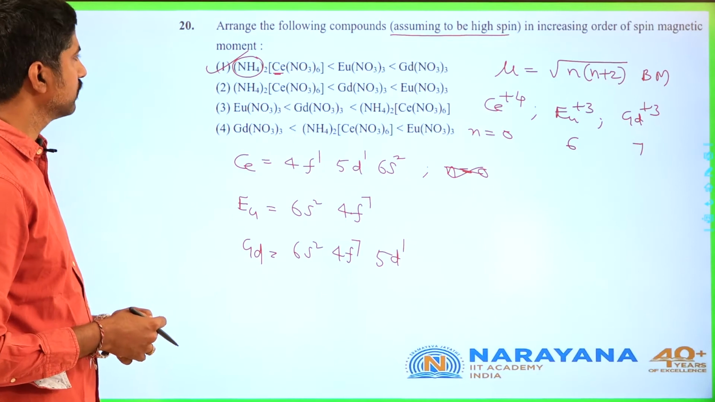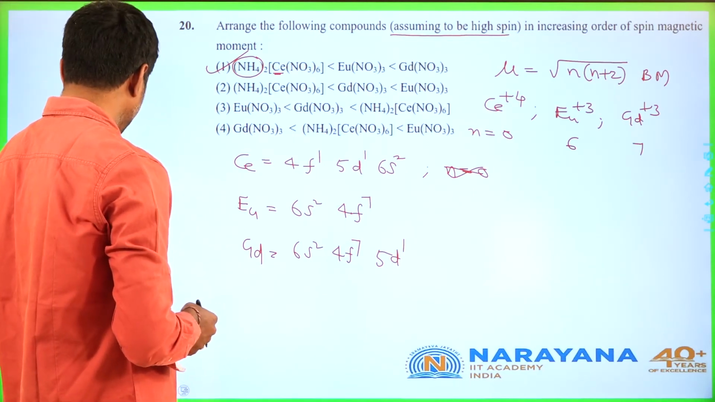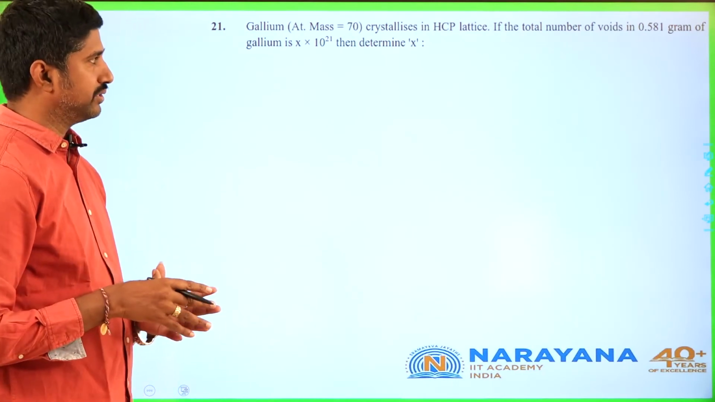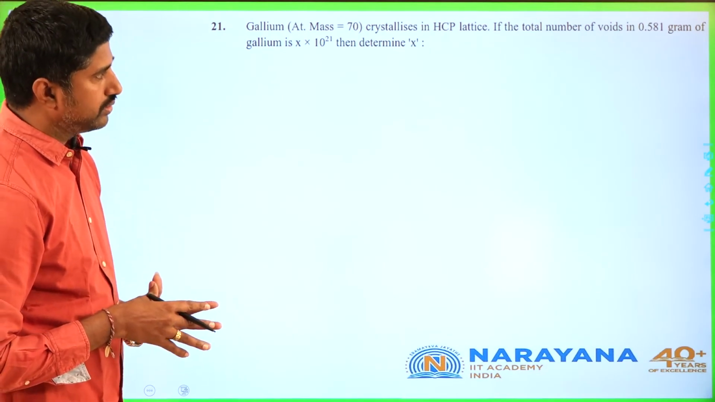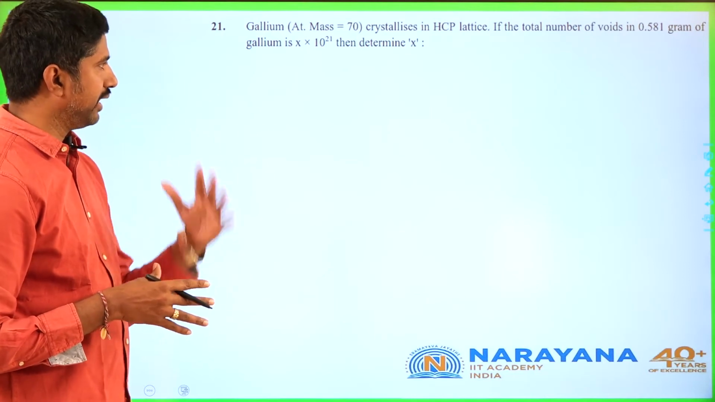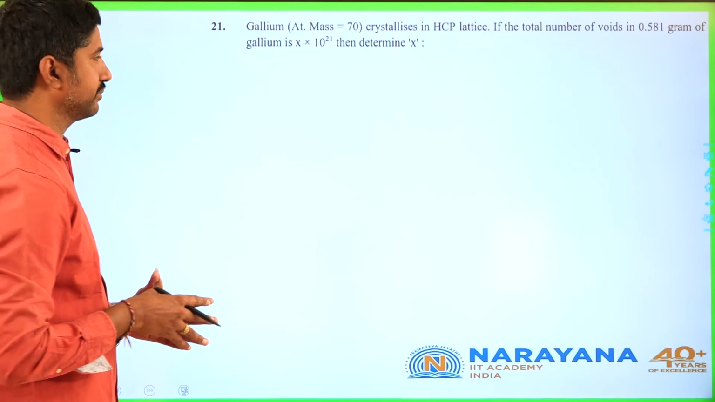Okay. Next question. Gallium crystallizes in an HCP lattice, and if the total number of voids in 0.581 grams of gallium is given as x into 10 power 21, then determine x.